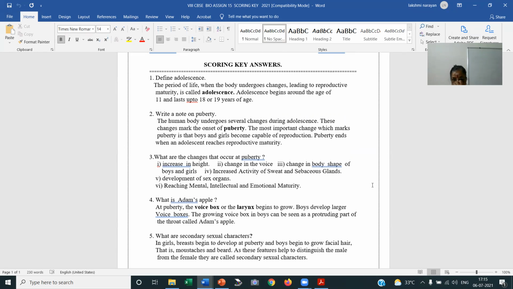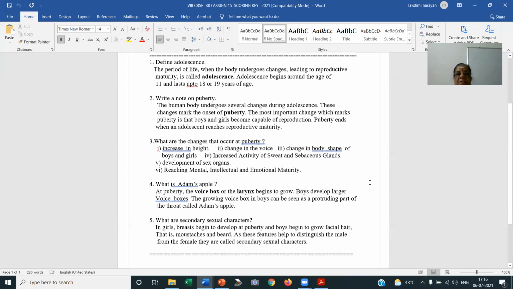The human body undergoes several changes during adolescence. These changes mark the onset of puberty. The most important change which marks puberty is that boys and girls become capable of reproduction. Puberty ends when the adolescent reaches reproductive maturity. I hope you understand.